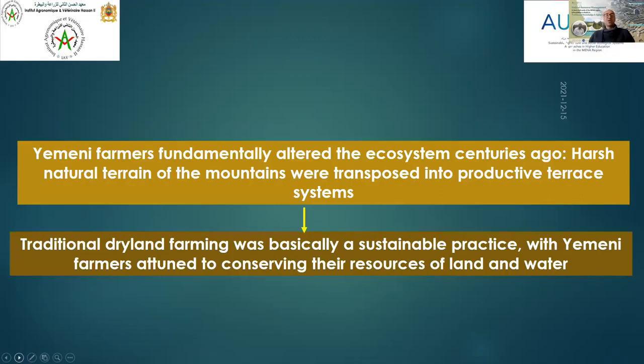Yemeni farmers fundamentally altered the ecosystem centuries ago. The harsh natural terrain of the mountains was transformed into productive terrace systems. Traditional dryland farming was basically a sustainable practice, with Yemeni farmers attuned to conserving their resources of land and water.